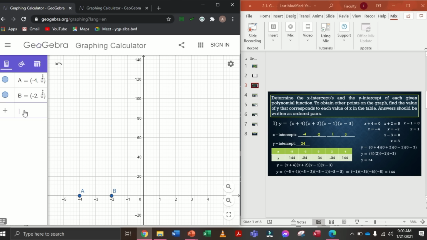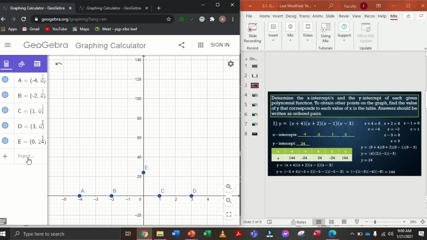And then, 1, 0. Okay, ito yun. And then, 3, 0. So, ito yung x-intercepts nating class. X-intercepts. And then, yung y-intercept natin, yung x natin is 0, tapos yung y natin is 24. Okay. So, ibig sabihin ito yon.